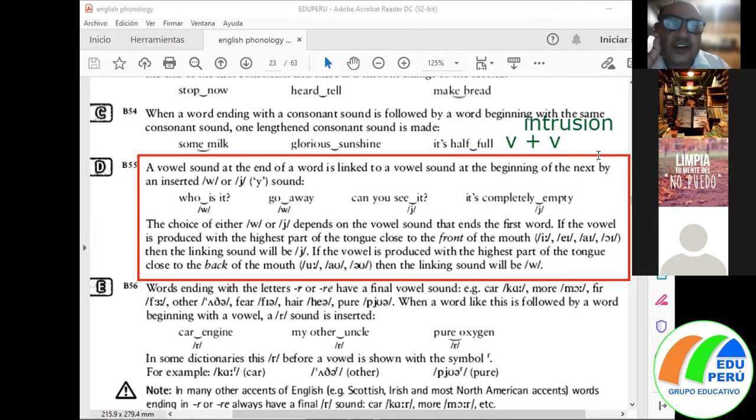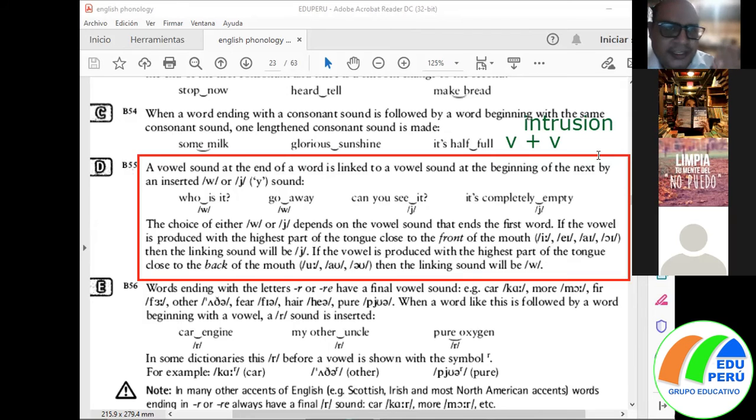Notice which consonants: wa and ya. Why do we use these consonants mostly? Because they are similar to vowel sounds. Remember the consonants wa and ya, they are semi-vowels. That's why we're going to use them to connect these two vowel sounds. So notice here the example.